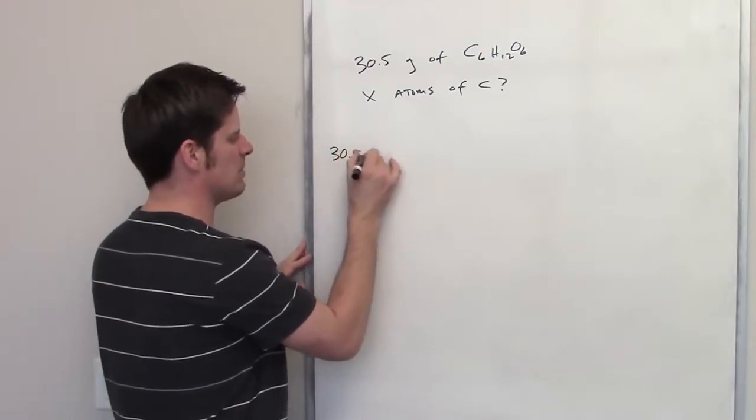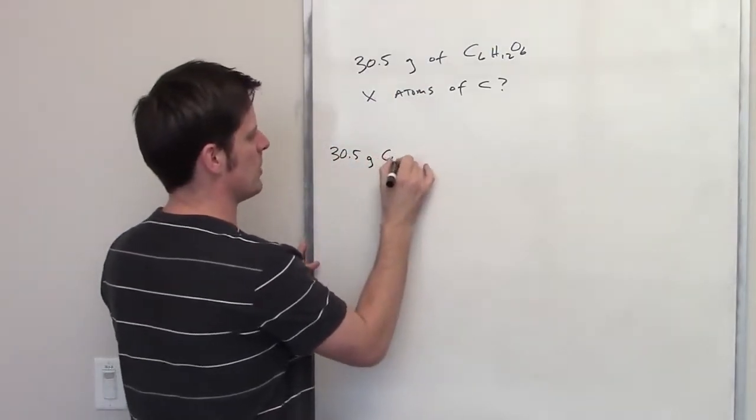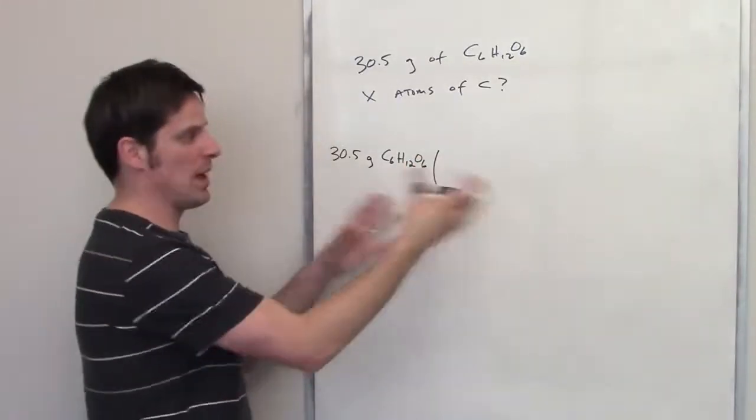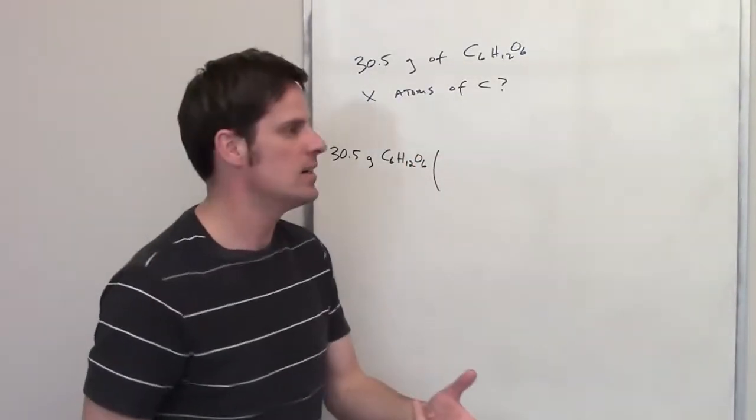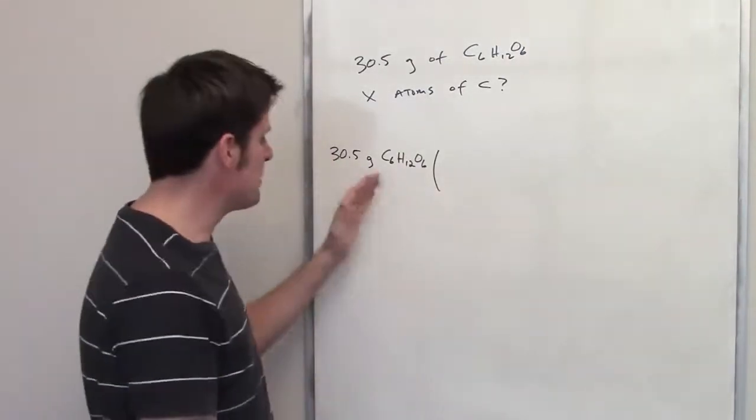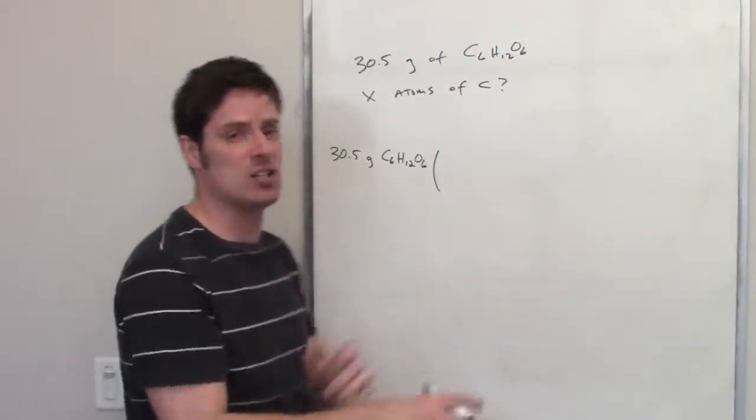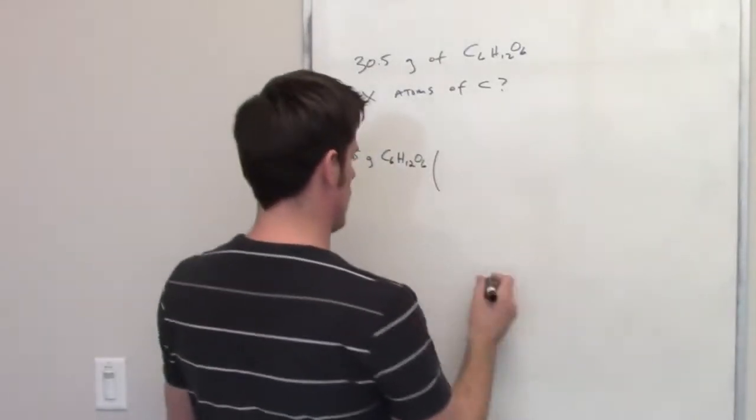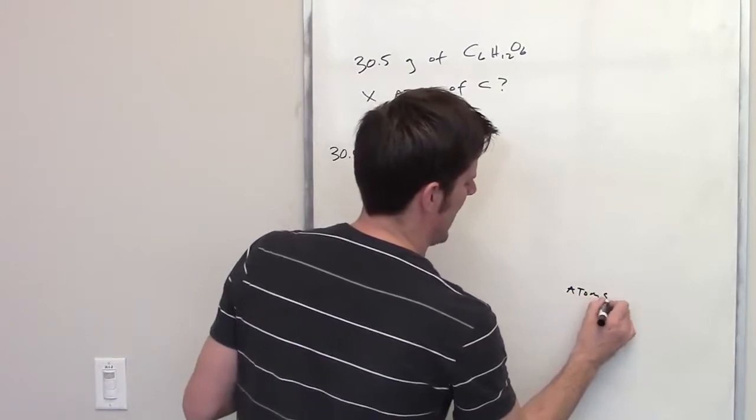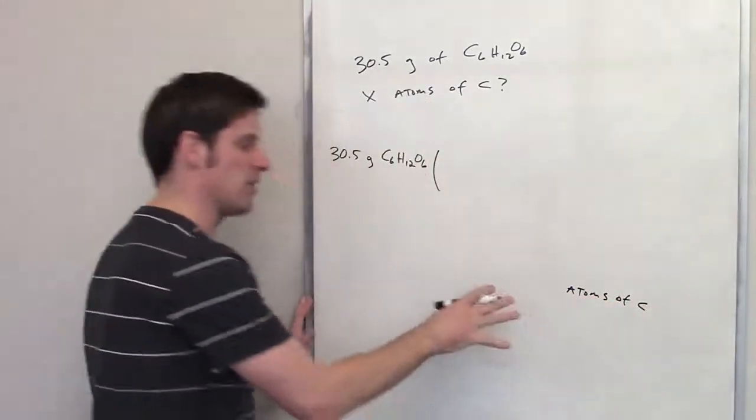30.5 grams of glucose, and I'll go ahead and write out its formula, C6H12O6. And then I'm going to do a bunch of parentheses in order to manipulate that into eventually getting to atoms of carbon. So I want to do a bunch of parentheses until I get to something that has units of atoms of carbon down at the other end.